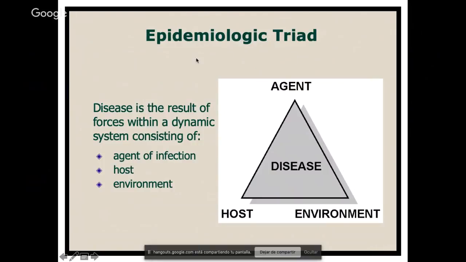We also have the epidemiological triad. The disease is the result of a dynamic system consisting of the agent, the environment, and the host. All three must be present for the person to get the disease.